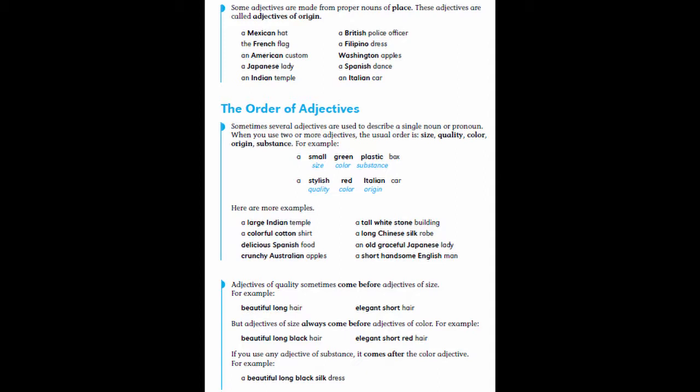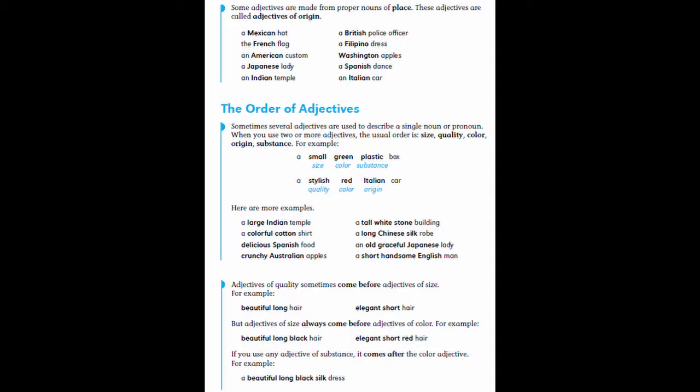So adjectives of quality sometimes come before adjectives of size. All right, beautiful long hair, elegant short hair. Now this is one exception to the rule where sometimes you have to say the adjective of size after you say the adjective of quality. So here, long is the adjective of size, but beautiful is an adjective of quality. But we can't say long, beautiful hair. We'll have to say beautiful long hair.